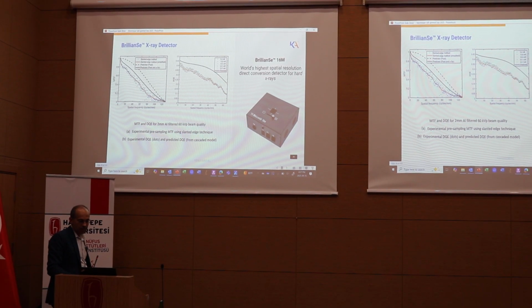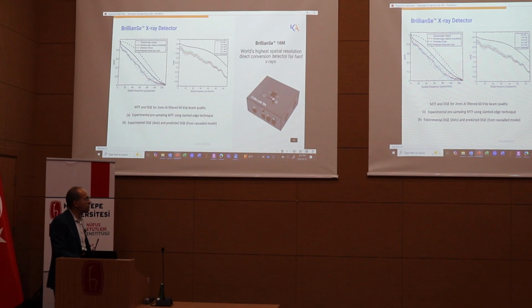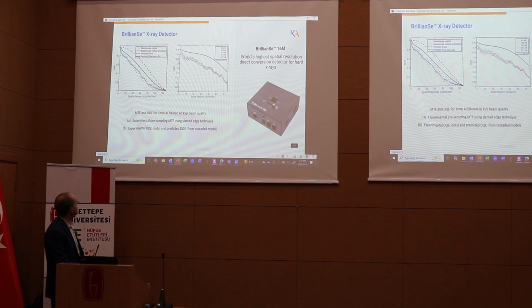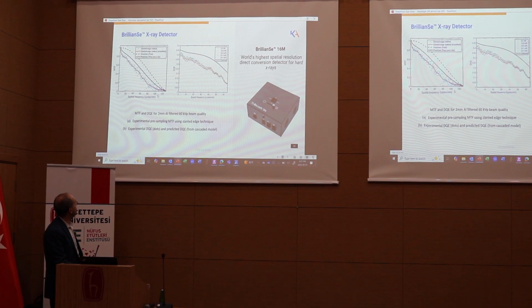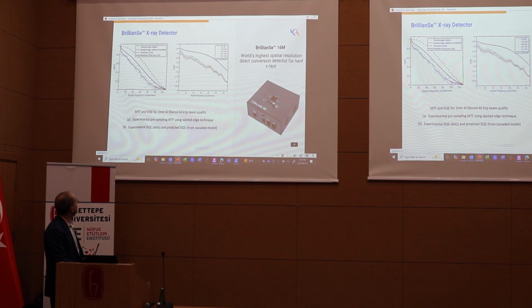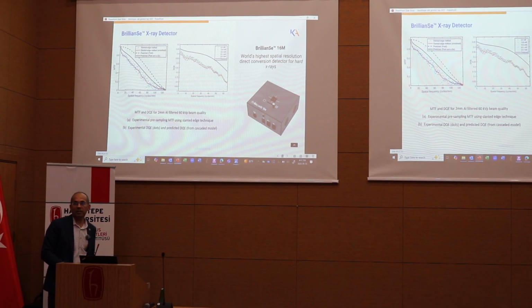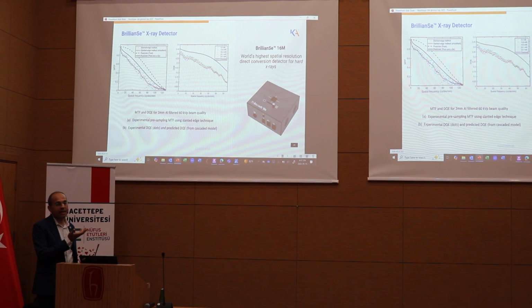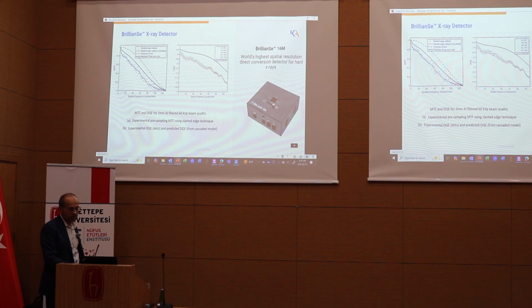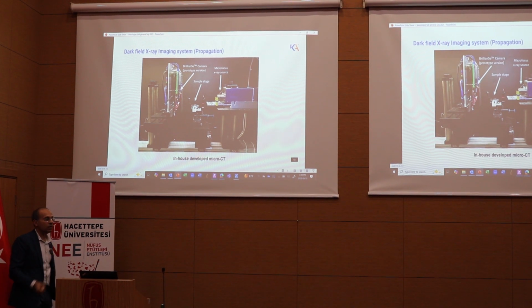There's some performance of the detector. It's one of the highest spatial resolution detectors in the world. As you can see, it's MTF. You can get roughly 10% MTF at 100 line pairs per millimeter. So that, of course, is the advantage of selenium. It gives you this exquisite resolution, and that's also the reason why you can create phase contrast images.